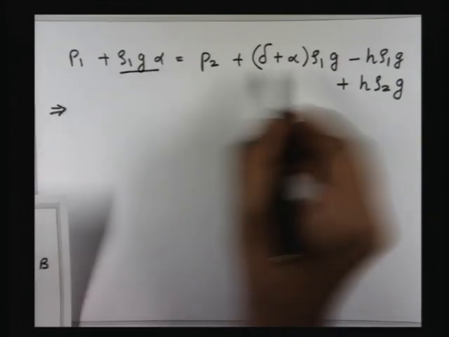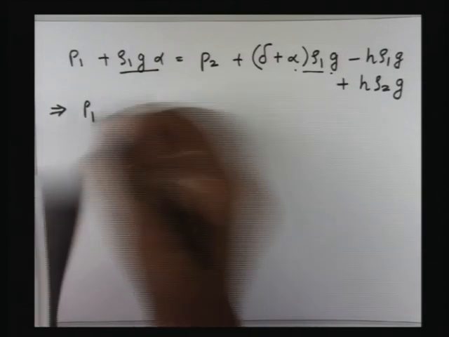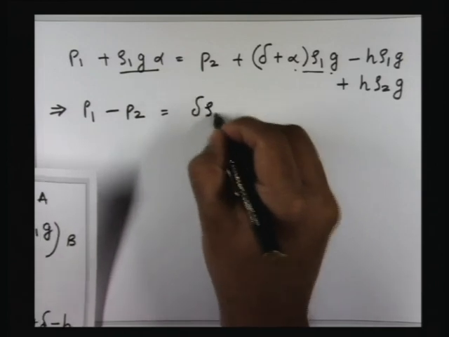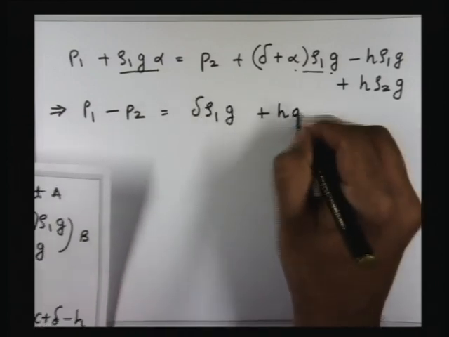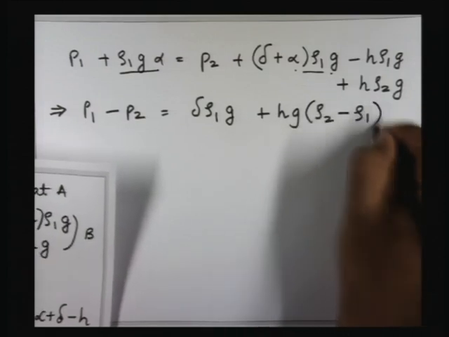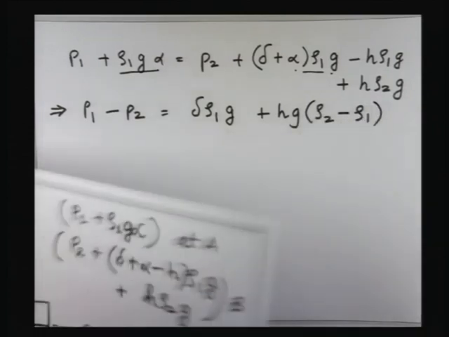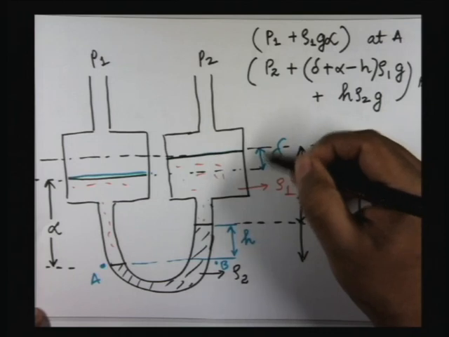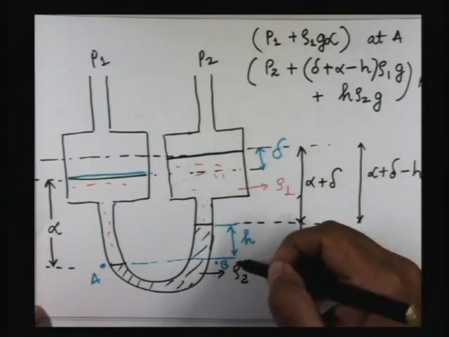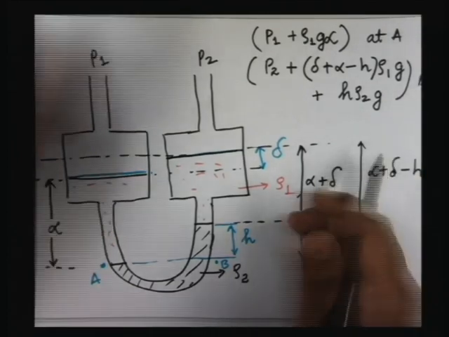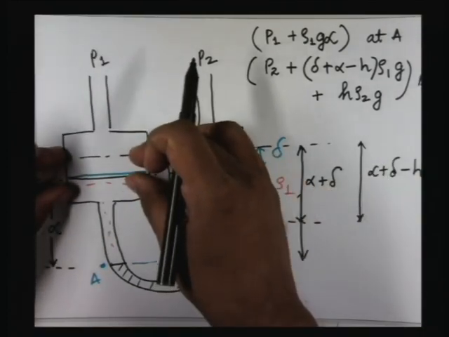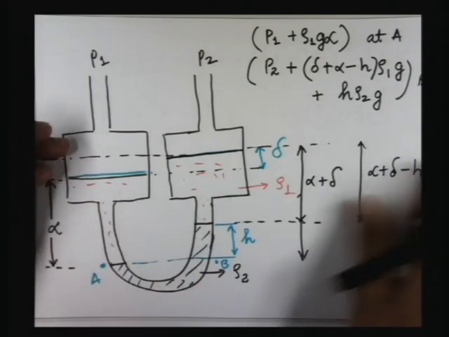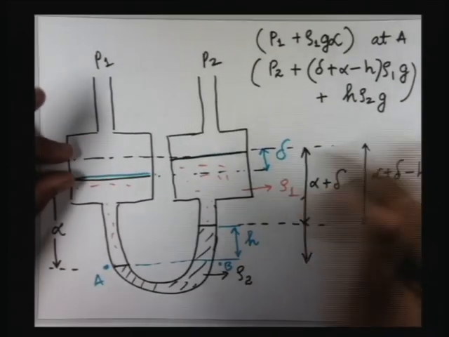So this term and this term will get cancelled, and if I take P to the left hand side, the task is to relate how this delta and this H will be related. Now whenever the liquid is pushed down in the reservoir, an equivalent amount of volume will rise up in the smaller limb. Okay, so the volume that is pushed down will be equal to delta into the area of cross section.